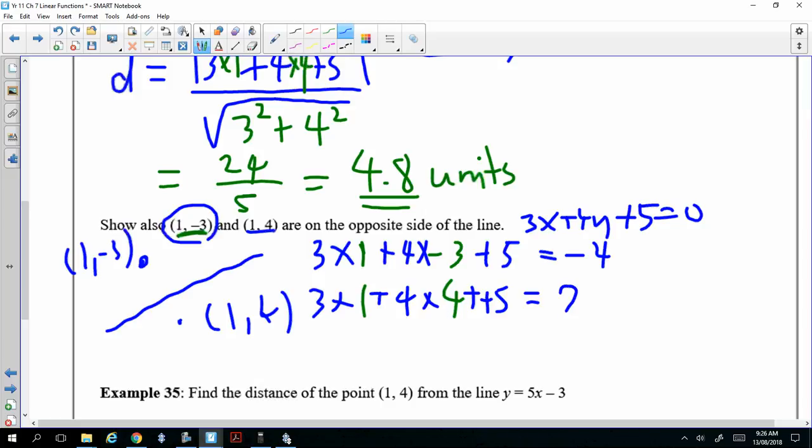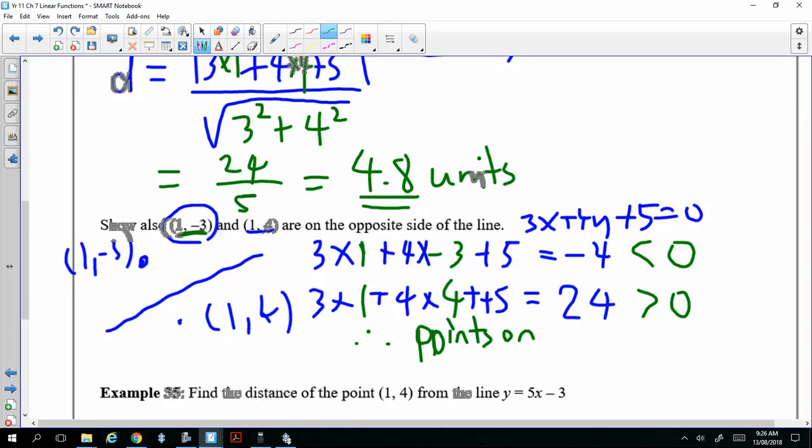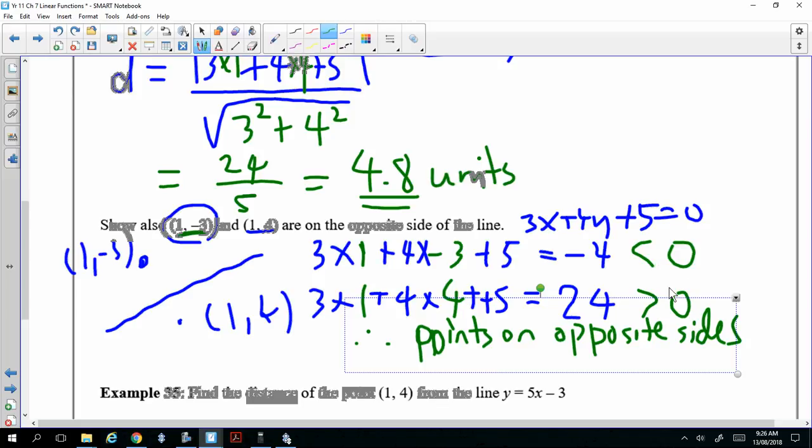So basically, it is on the opposite side because one is negative, one is positive. Therefore, they are on the opposite side. Therefore, points on opposite side, because they are different, like one's negative, one's positive. What if it's equal to 0? If it's equal to 0, you'll be on the line, isn't it? It satisfies the equation.